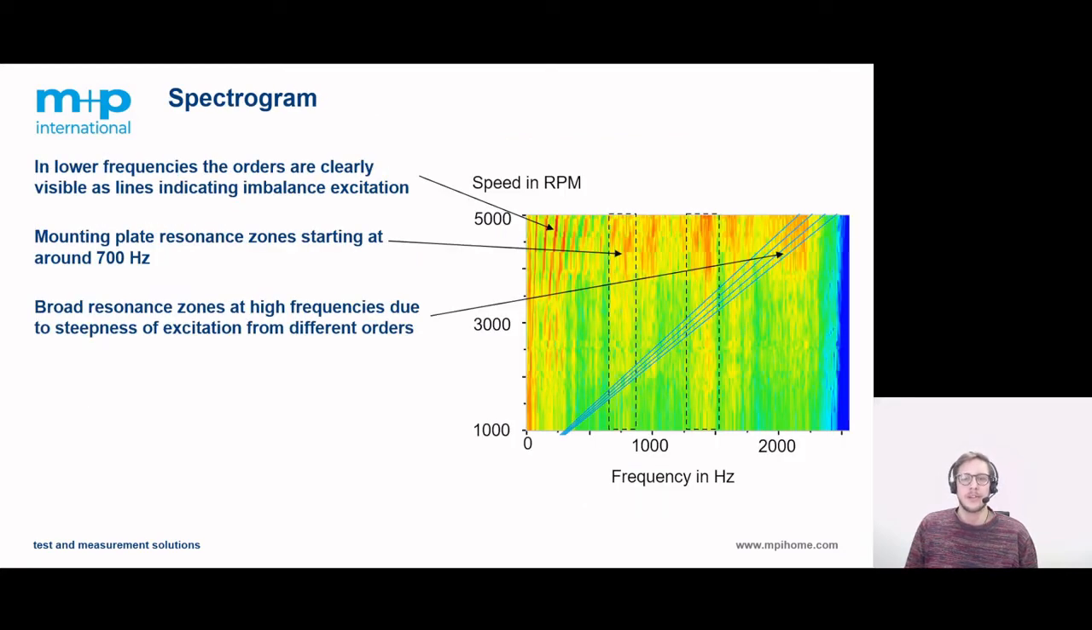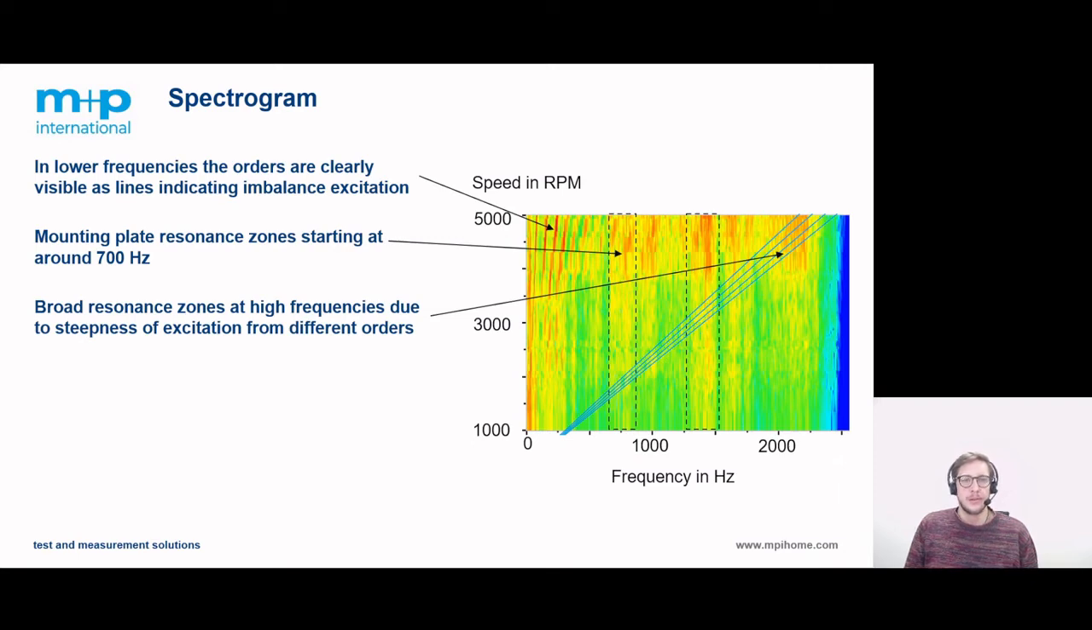Let's dive into the results. At first, you can see here the spectrogram of the measurement you have just seen in the video. This measurement reveals several things. In lower frequencies, you can see clearly the order excitation lines that result from the imbalance of the driving motor. These are shown as clear straight lines coming from the low speed and growing to the high speed in frequency.